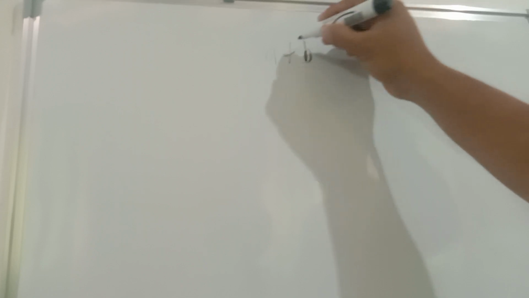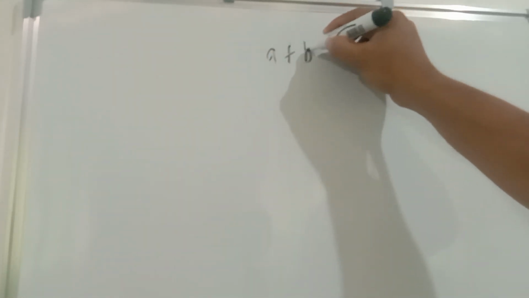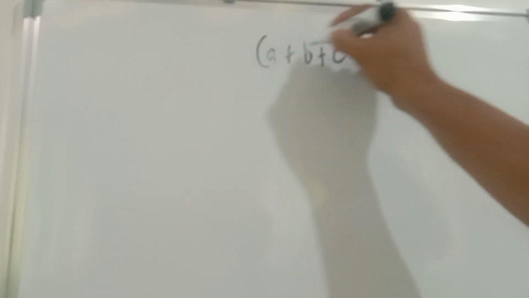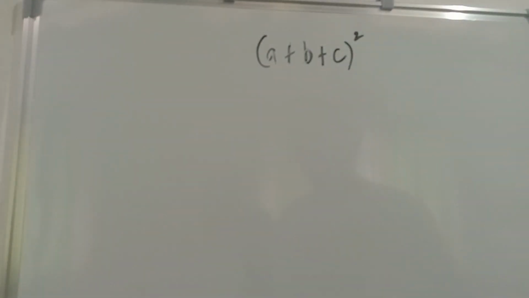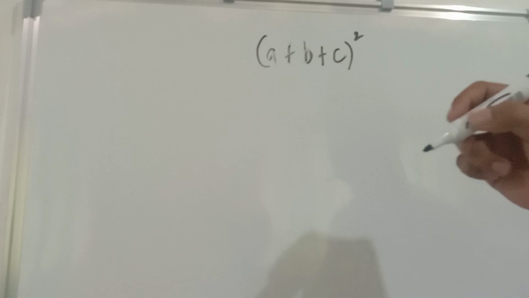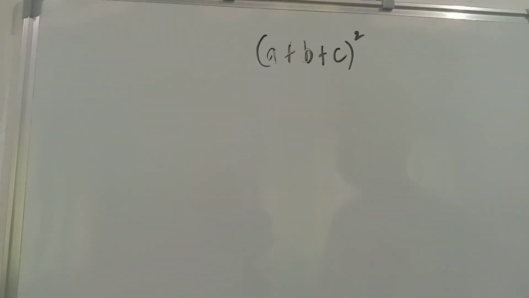So in this video we're going to discuss how to square a trinomial. In squaring a trinomial, we're going to use steps the same as squaring a binomial. First we have our trinomial here, (a + b + c) squared. We have a as our first term, b our second term, and c our last or third term. The first step is to find the square of the first term, the second term, and the last term.